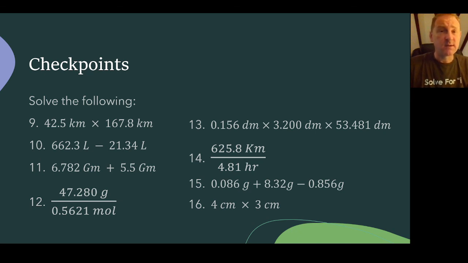If you have any questions, please contact me. I'd love to help you. I want to see you successful in this. Being able to calculate properly with significant figures in science is crucial. This is a foundation that's going to be with you throughout your career in science. So, get good at this. It will be important. And I will talk to you later.